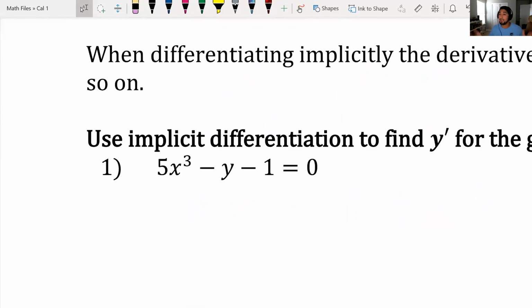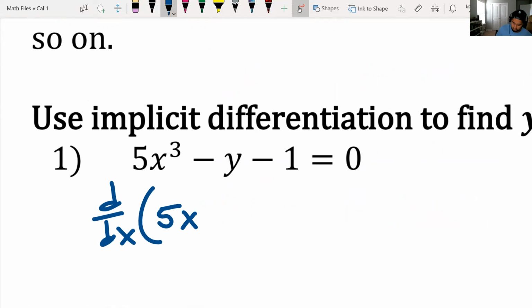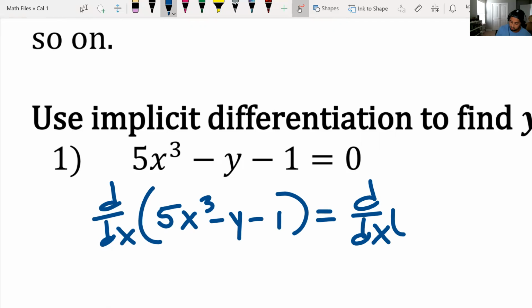Okay, so let's try it out. We're going to do implicit differentiation. So this means I'm going to apply d over dx to both sides of this equation, and then take the derivative of everything with respect to x.